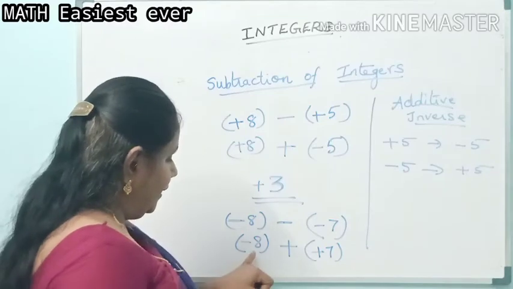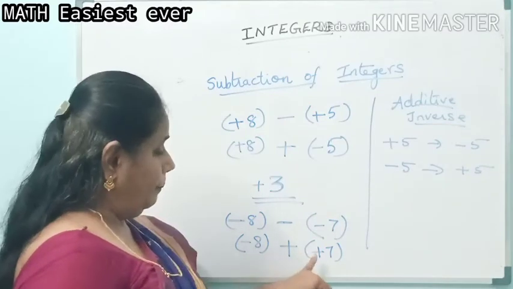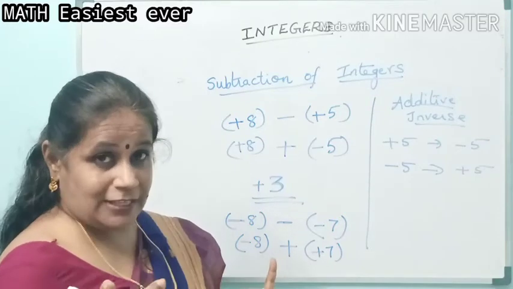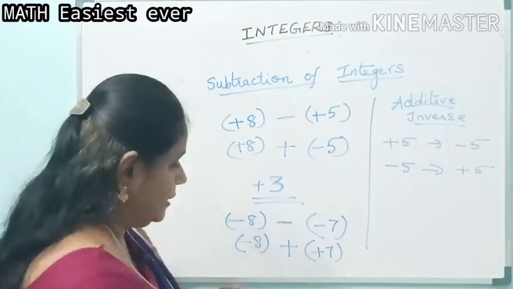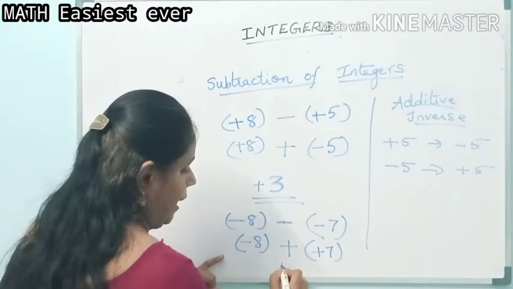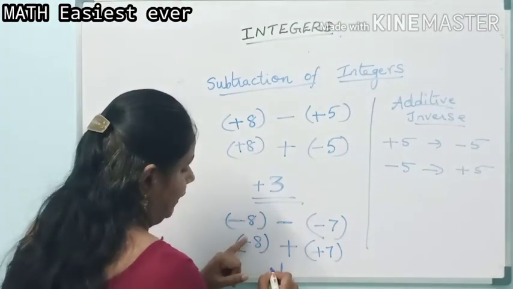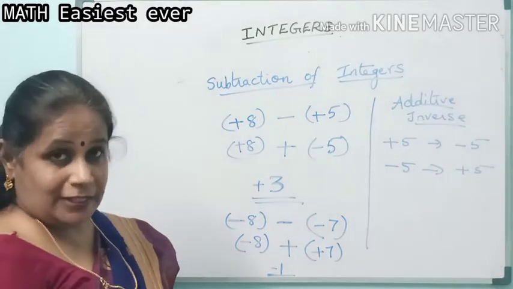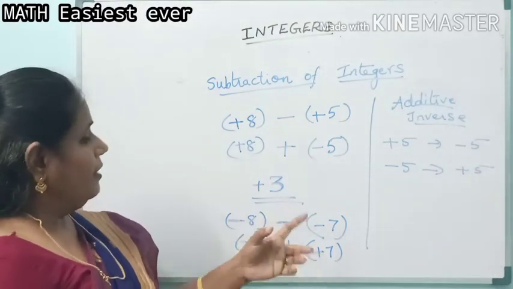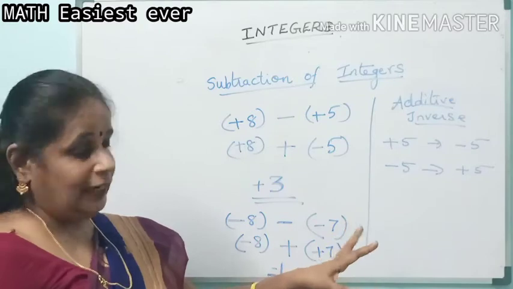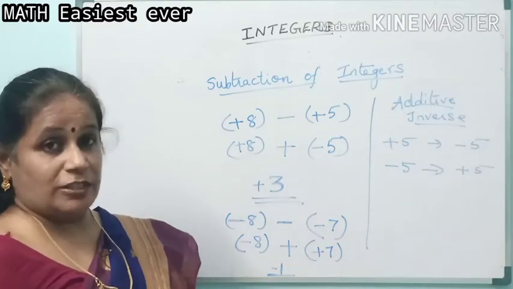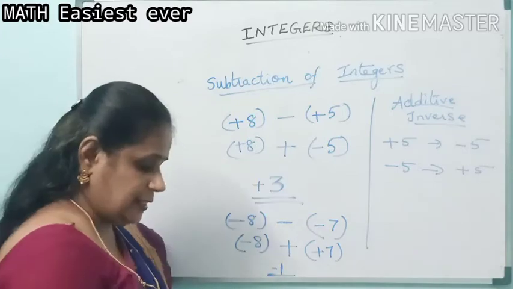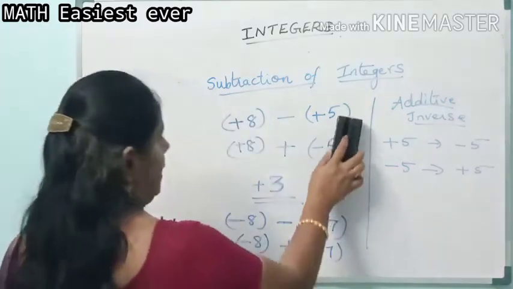So what do you get here? Minus 8 and plus 7. Again, addition of integers of different sign. You have to find the difference. 8 minus 7 is 1, and put the sign of the greater number. So your answer is minus 1. Hope it's clear. For subtraction of integers, you have to find out the additive inverse of the second integer and then do the process of addition of integers itself. Let's go for another example.